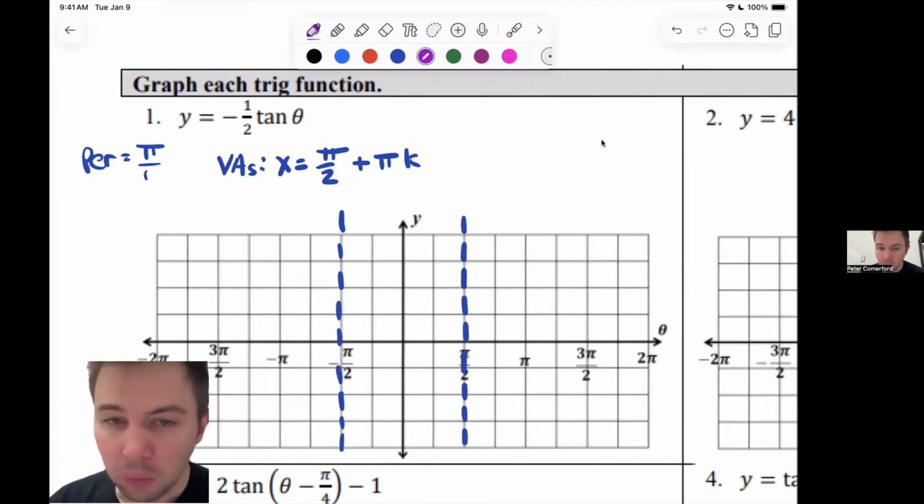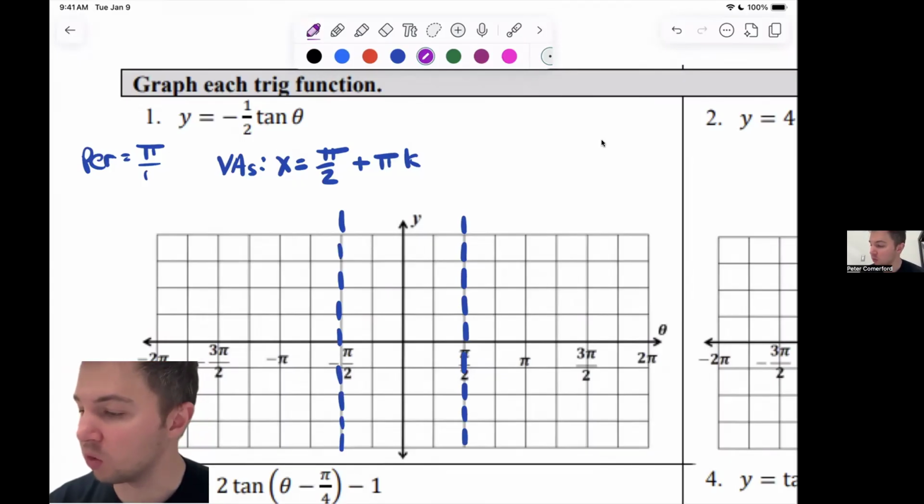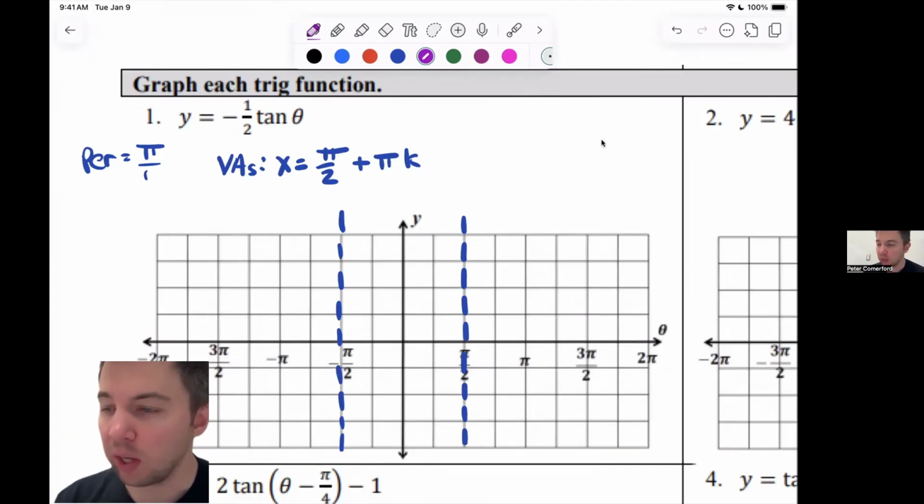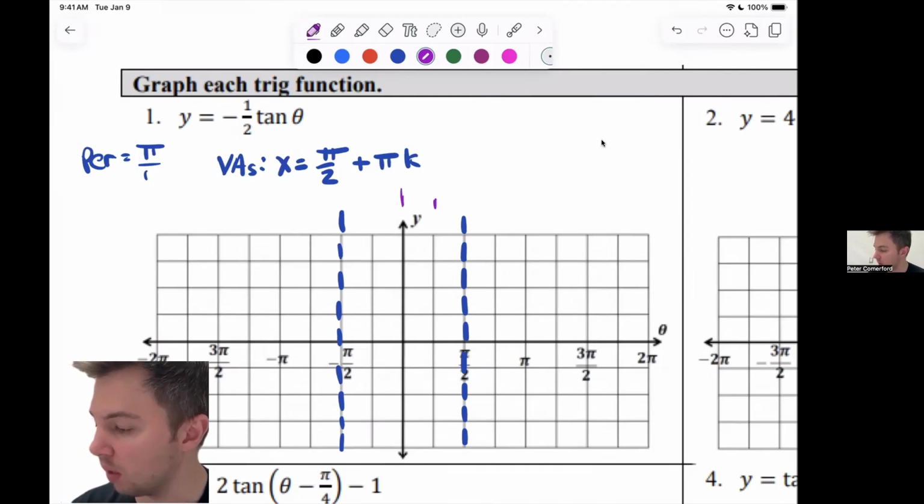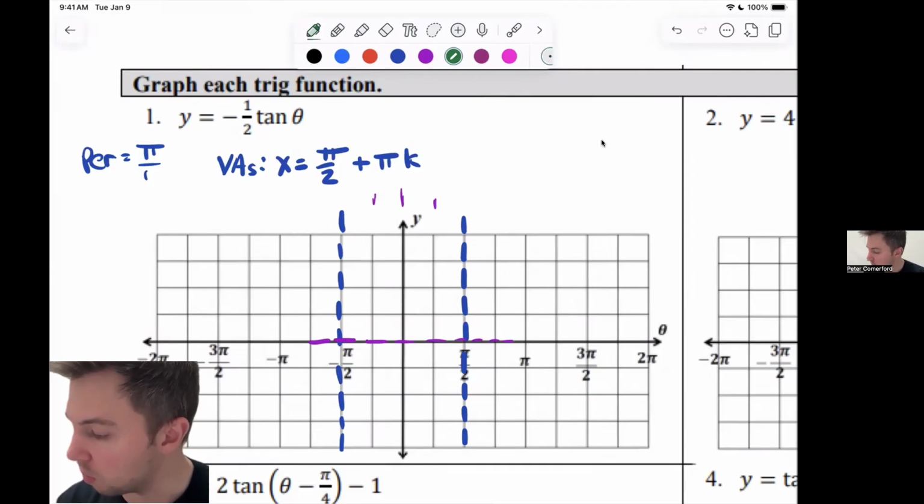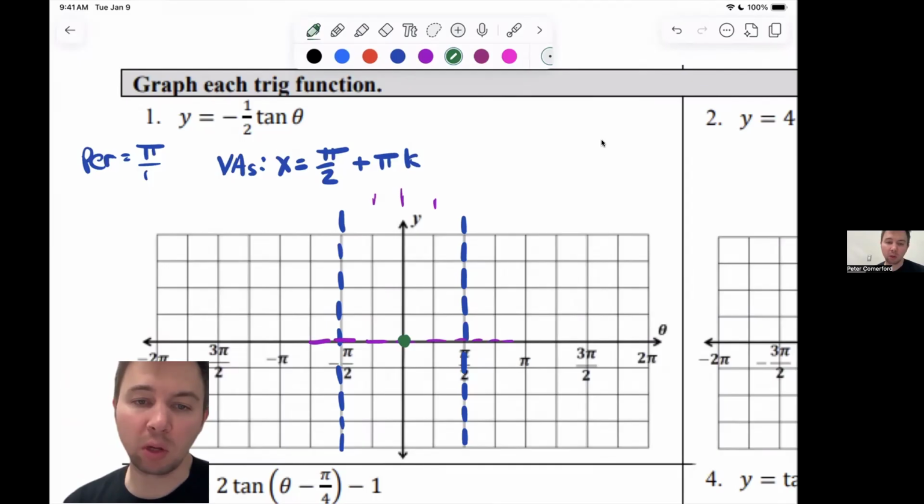Whenever there's no shift, the y-axis will always be right in the middle. We'll also have this halfway point, and then our quarter points there and there. This one doesn't have any vertical shift either, so I think of it as a midline of 0. So I'm going to start with a point on the midline right at the middle, halfway between the two vertical asymptotes.